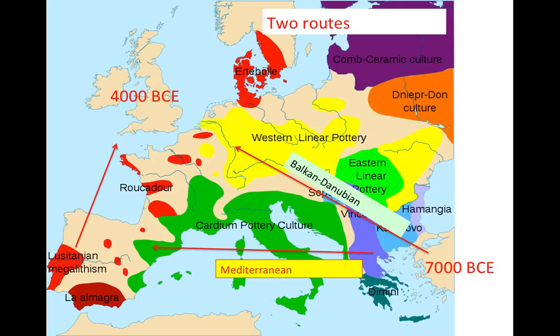It leaves Anatolia about 7,000 BC and the farmers get to Britain and Ireland about 4,000 BC. The other route is across the Mediterranean, across the central Mediterranean, then the western Mediterranean, and then around and coming up Atlantic Europe towards Ireland at about the same period as the northern route.